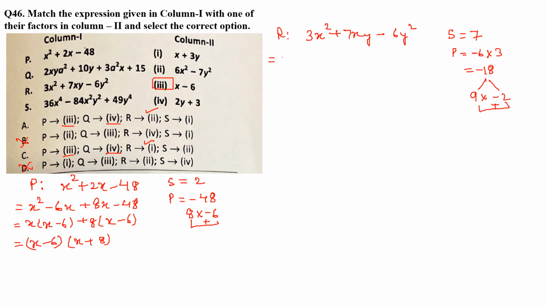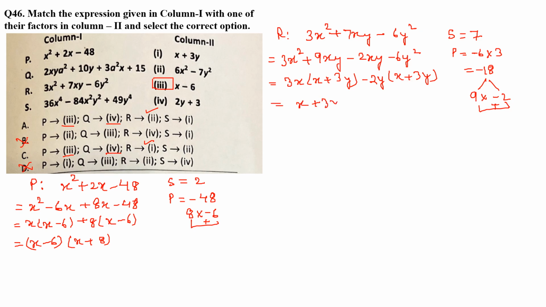So I'm going to split it as 3x square plus 9xy minus 2xy minus 6y square. So I can take 3x common, so it will be x plus 3y, and then I can take minus 2y common, so again I will get x plus 3y. Then I can take x plus 3y common, so it will give me 3x minus 2y. So I can see the first option is having x plus 3y. So R, wherever is the first option, that is correct. So from here I can see C is the correct option. Okay. So the correct answer is option C.